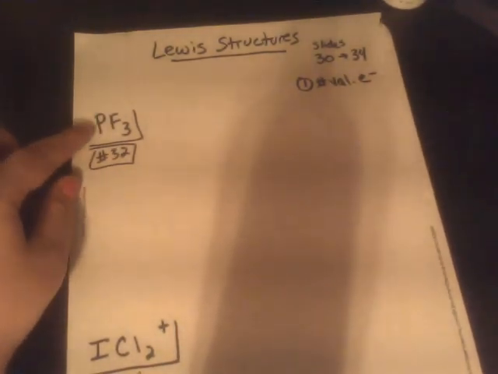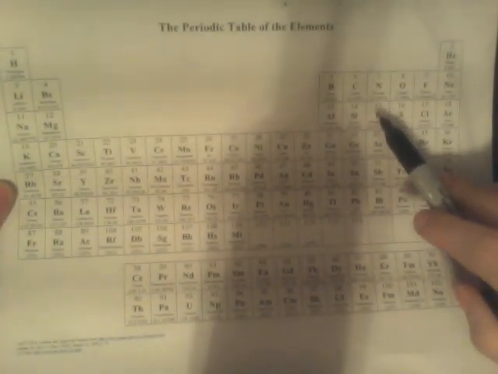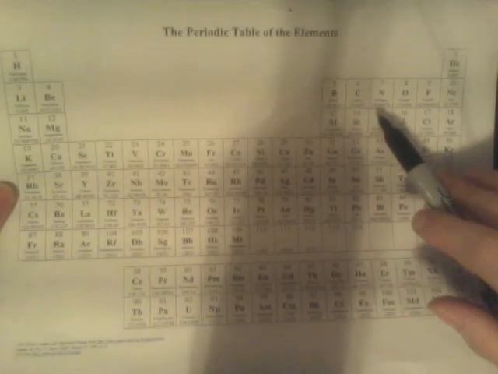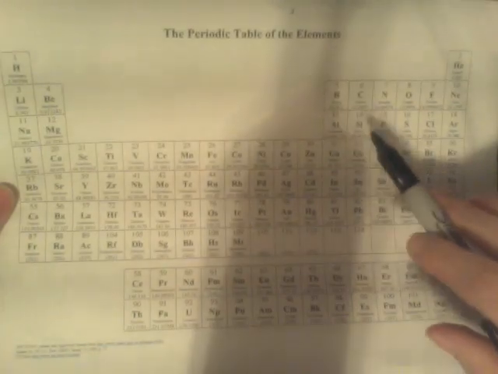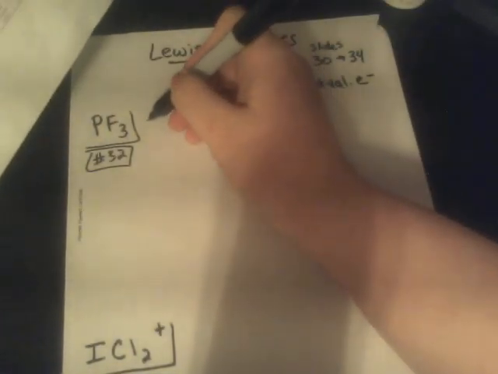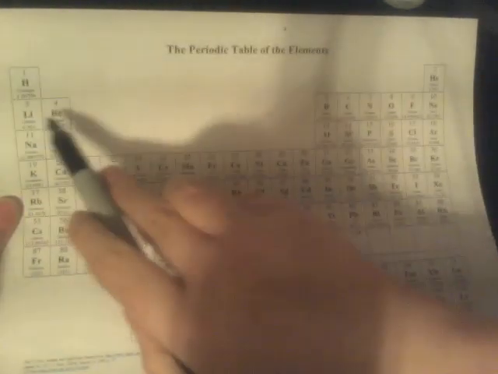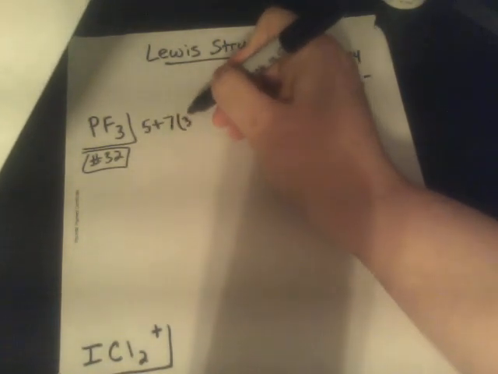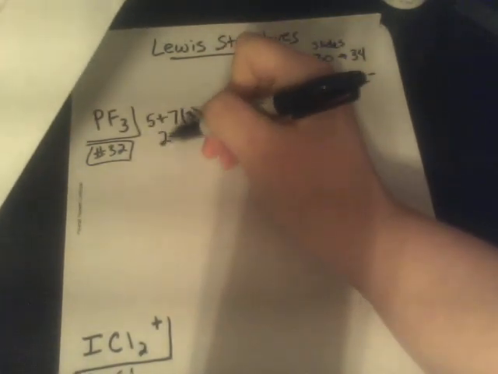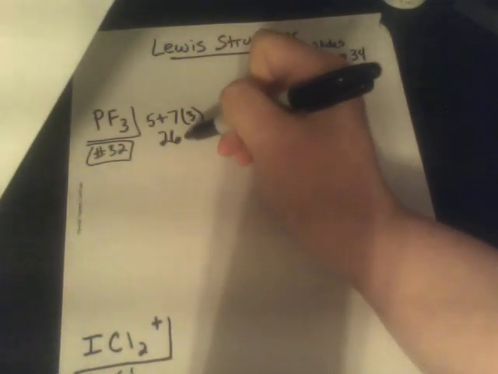So for PF3, how do we get the number of valence electrons? You pull out your periodic table, and P is right here. It's in the fifth column of the main block elements. Remember, we don't count these transition elements. 1, 2, 3, 4, 5. So P has 5. How many does F have? F's right here. It's in the seventh column. 1, 2, 3, 4, 5, 6, 7. So 7, and there are 3 of them. So it's 5 plus 21, so we're looking at 26 electrons.